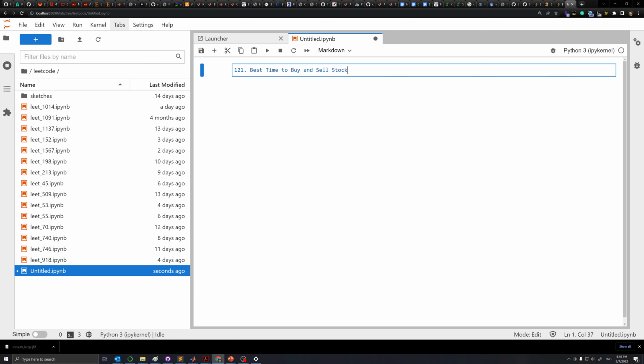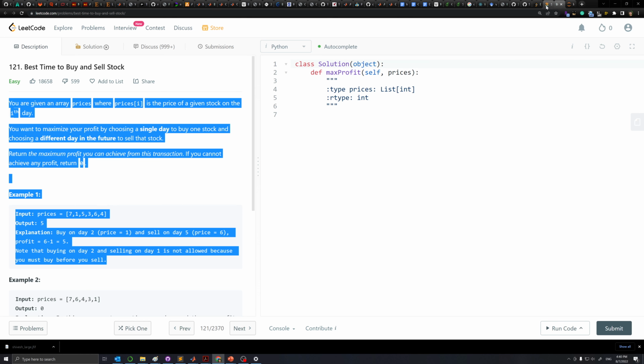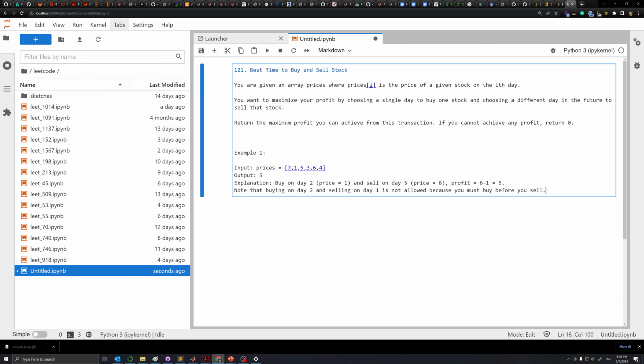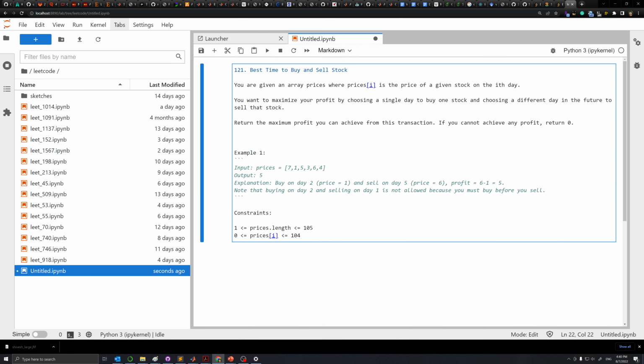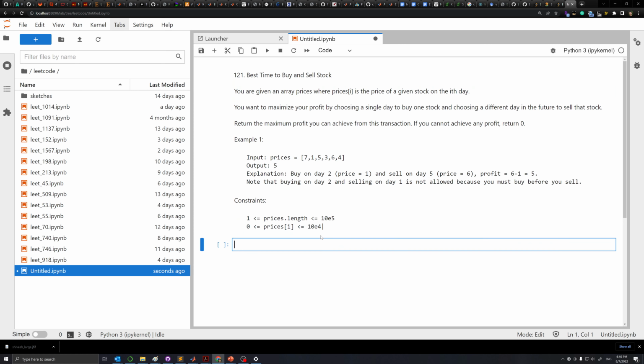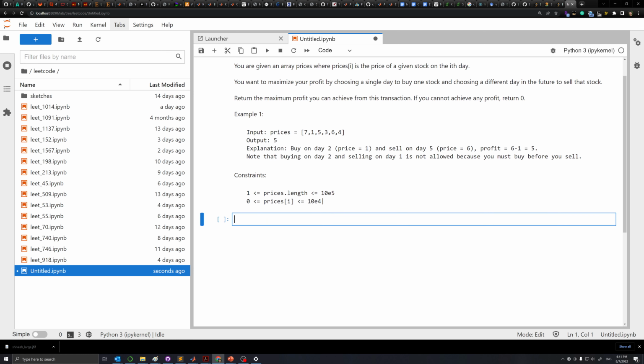And this is going to be a markdown. We're going to paste the title and we're going to paste the description as well as an example in there. For the example, we're going to use code format just to make it stand out. And also we want to include our constraints because sometimes we can exploit constraints to make the code even simpler. So we don't want to miss out on that. Right, so there we go, our constraints. The days can be as long as 100,000 days, and the price could go from zero to, what, $10,000 for each share.